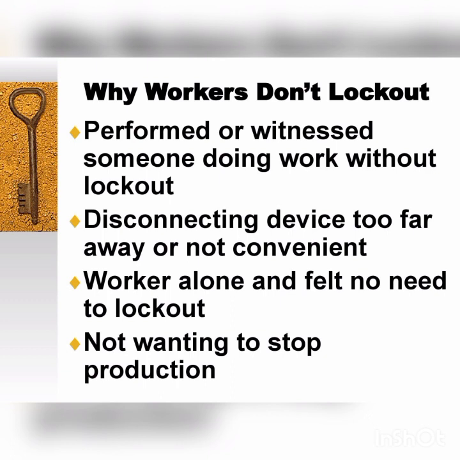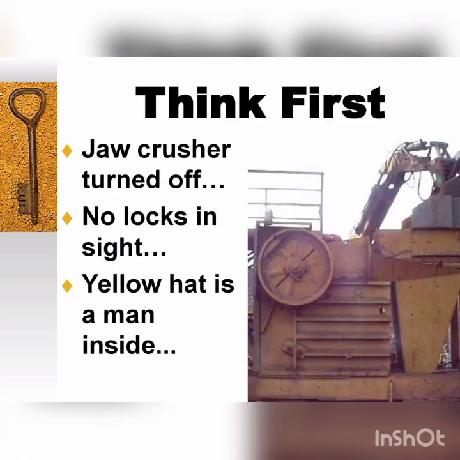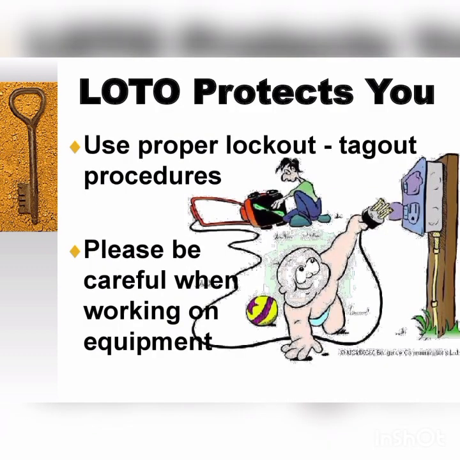Sometimes there are things involved which cause accidents. What are these things? Why do workers not lock out? Because they have a lot of pressure on them. They want to perform their job quickly. Workers are sometimes alone and they feel no need for lockout.